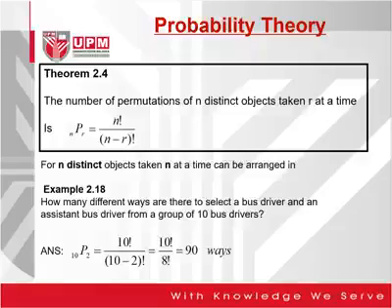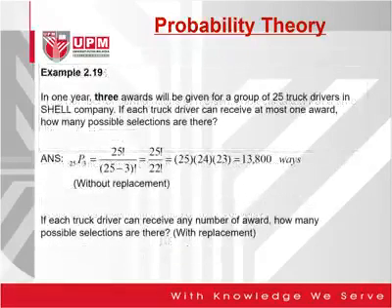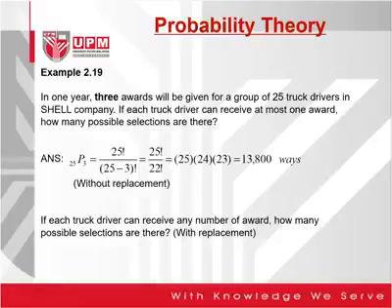You can also use the theorem 2.4 equation: 10 factorial over 10 minus 2 factorial, where the persons not selected are discounted. When they are not selected, how they arrange themselves is not of interest. That's why you get the same value, which is 90. Okay. In 1 year, 3 awards will be given to a group of 25 truck drivers in the insurance company.